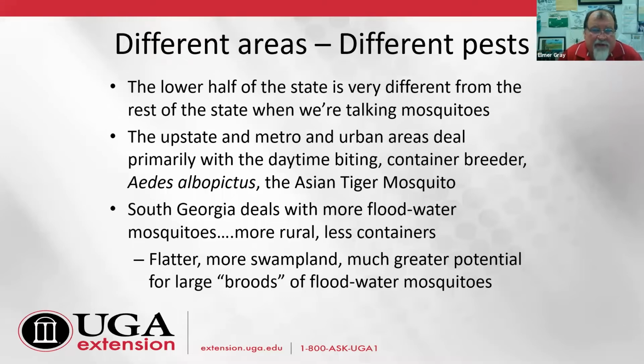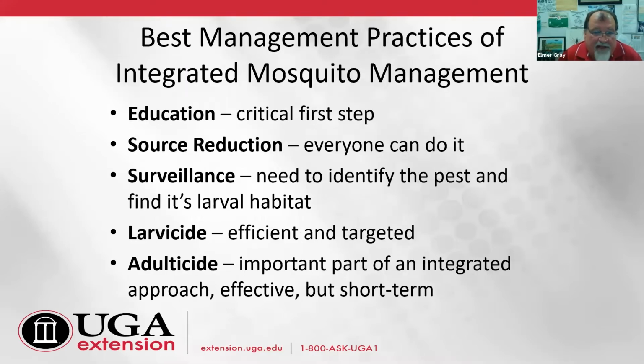South Georgia deals with more floodwater mosquitoes. It's more rural, there are fewer containers, and it's less densely populated. The flatter, more swampland areas have a much greater potential for these large broods of floodwater mosquitoes. A brood of mosquitoes is when this area has eggs laid in it, it floods, and then a flush of mosquitoes develops.